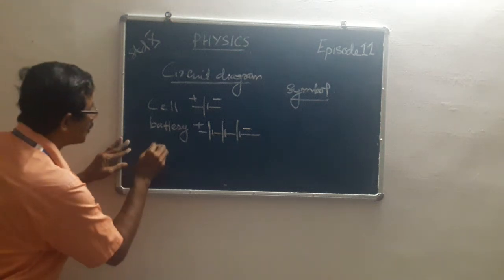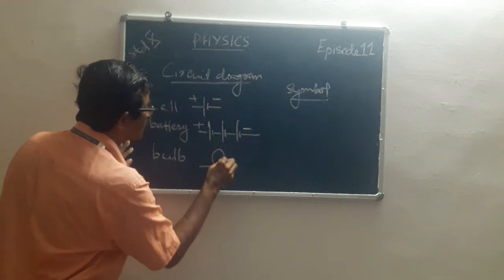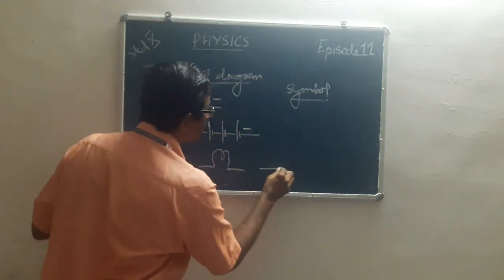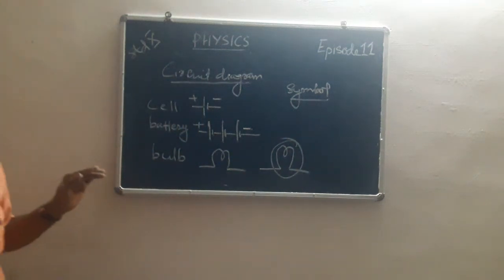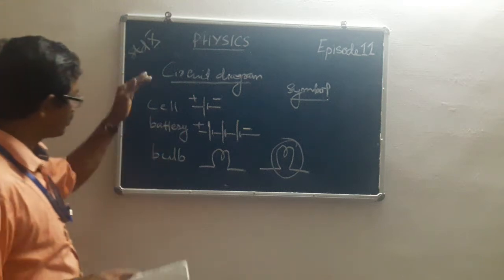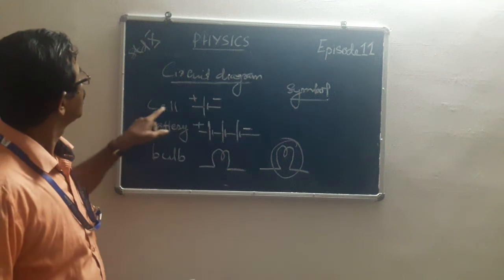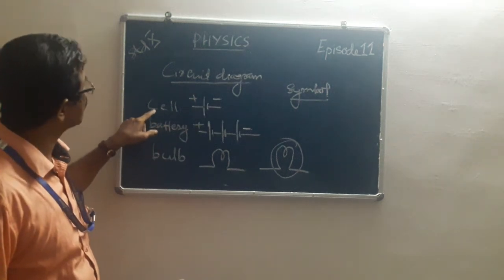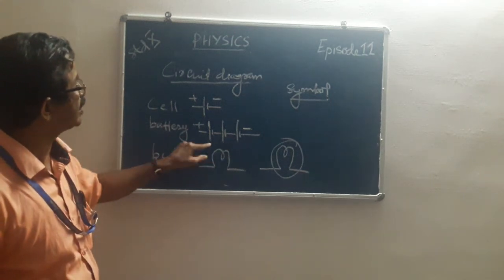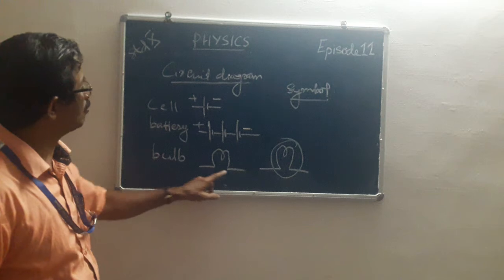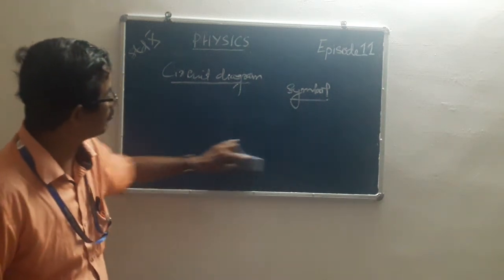Then we want to know the symbol of a bulb. We represent the symbol of a bulb in this way, or in this manner also. Now, to represent in a circuit: if we want to represent a cell, we only draw this symbol; if it is a battery, here 3 cells are represented; and for a bulb only this symbol is required in a circuit diagram.